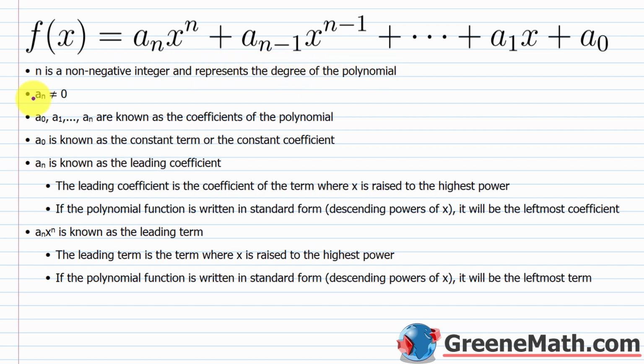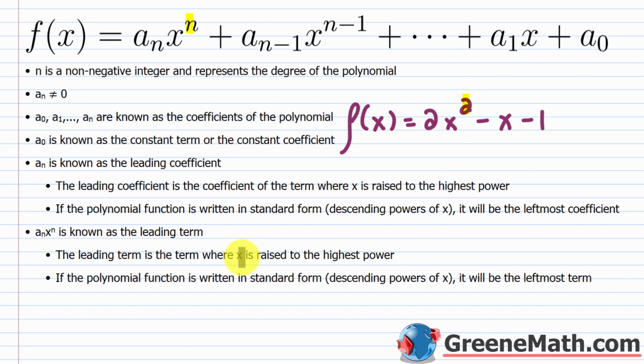We are also going to say here that a sub n, so this guy right here, is not allowed to be equal to 0. So just think about this with a simple example. Let's say you have f of x is equal to, let's just do something like a quadratic so it's easy, 2x squared minus x minus 1. If you think about the degree of the polynomial, what is it? Again, it's the highest exponential power, so it's going to be a 2. So that's all we're saying there. That n right there is representing the degree of the polynomial.